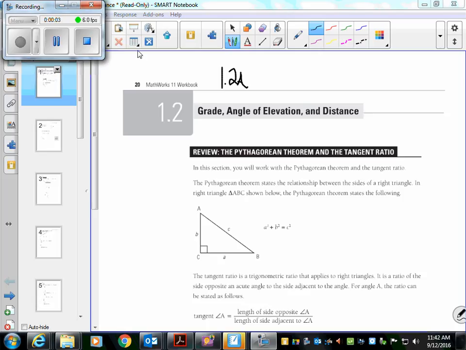So we're going to look at section 1.2, grade, angle of elevation, and distance. This is going to be section 1.2a. The first thing we need to go back over is the Pythagorean theorem and the tangent ratios.